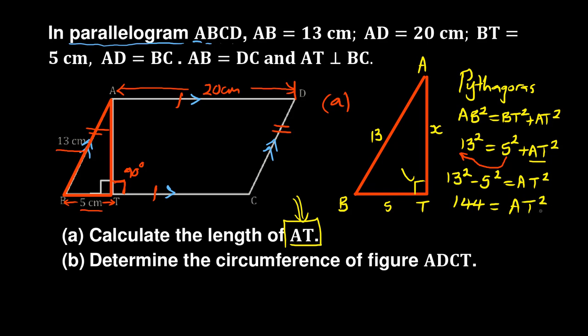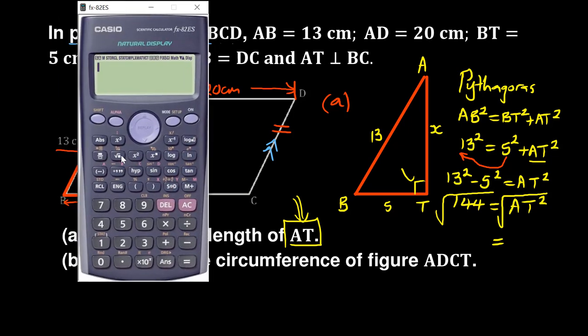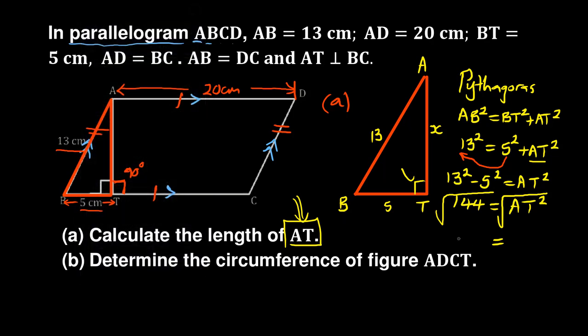But remember, I'm not looking for at squared, I'm looking for at. So what do I do at this stage? For me to get at, I have to square root the left and the right so that I can get rid of that square in at. Then at that stage, you have to find the square root of 144 with your calculator, and it will give you, I think you already know, 144 is 12. So if I say 12 is equal to, now it is my at without the square.